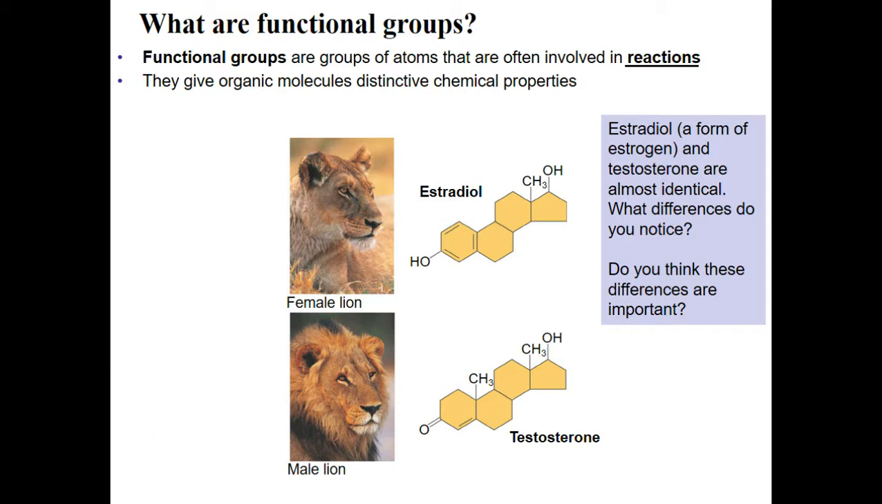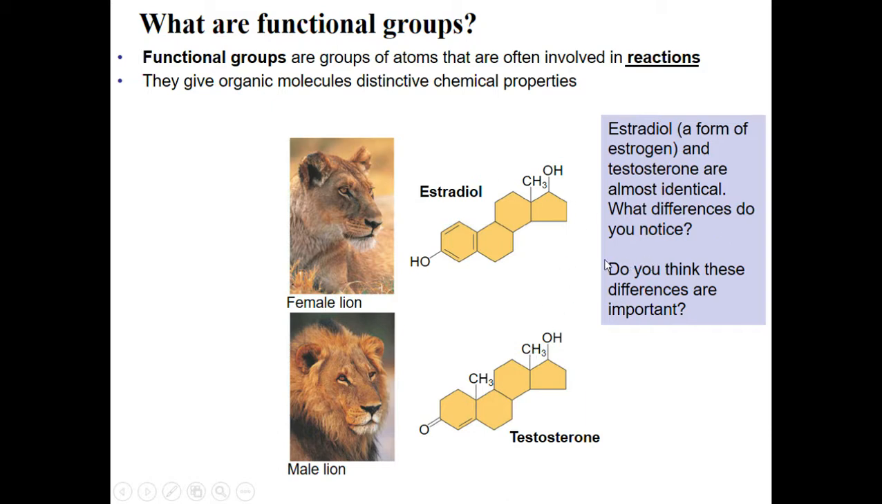Functional groups are groups of atoms that are often involved in reactions, and they give organic molecules distinct chemical properties. So for example, if I'm looking at this female lion, this is something called estradiol, a form of estrogen inside female lions. And then we have testosterone. It's almost completely identical. Over here it looks identical. If I go to the next area of the molecule, it looks identical. If I go to this third part, now it's different because now we have a methyl group right here. And over here, I don't have as many double bonds in this area, but I also have an oxygen that's double bonded instead of a hydroxyl group. So those are the differences that we see between the lions.